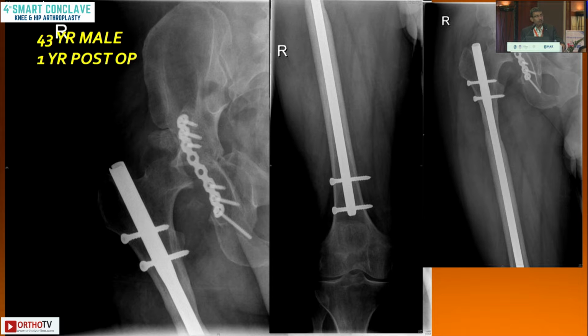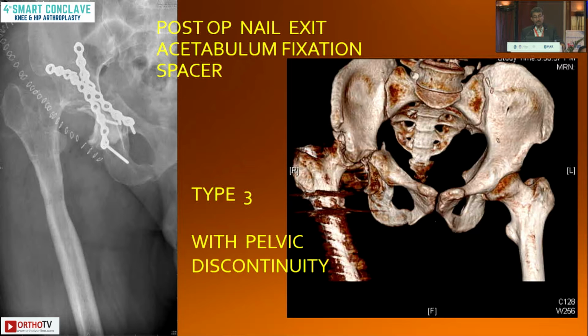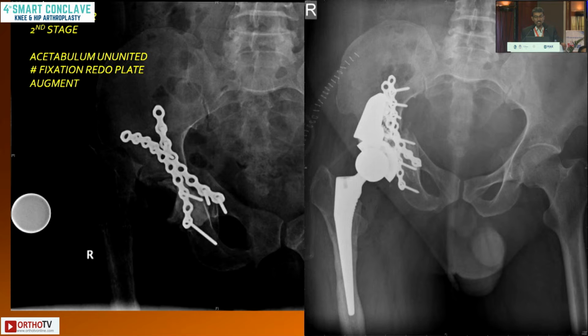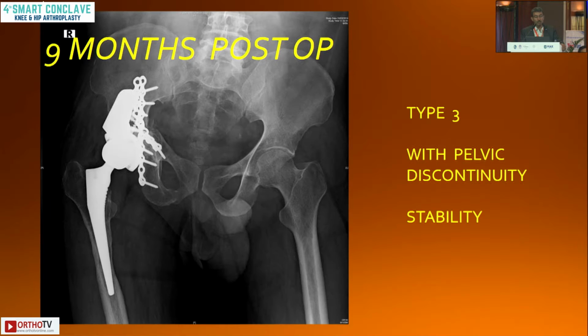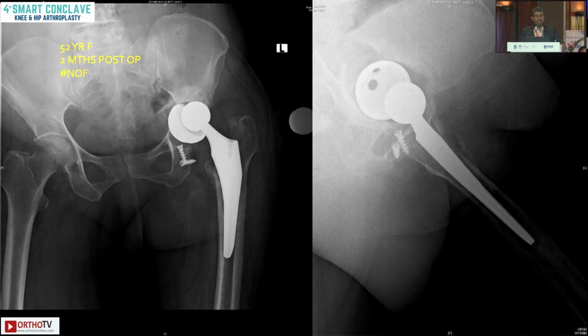Now, this is a gentleman who came 1 year post-op with a femur fracture and also with a pelvic discontinuity. Obviously, the CT scan revealed the inevitable, and he had to undergo a staged reconstruction. We redid the acetabulum at stage 1, basically removing all the implants and putting in a spacer, but then he had to be reevaluated at follow-up, where he again required some fixation to be redone so that you have additional stability with an augment fixation. This is him at 9 months follow-up showing evidence of union and also restoration of the hip center, getting back to the center of rotation.